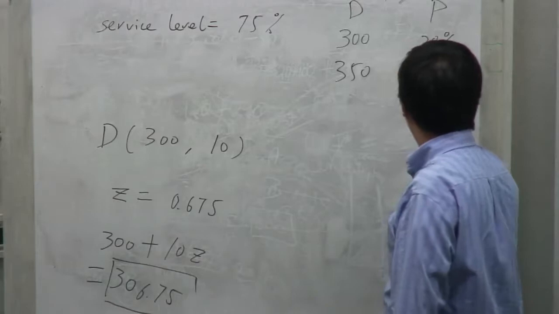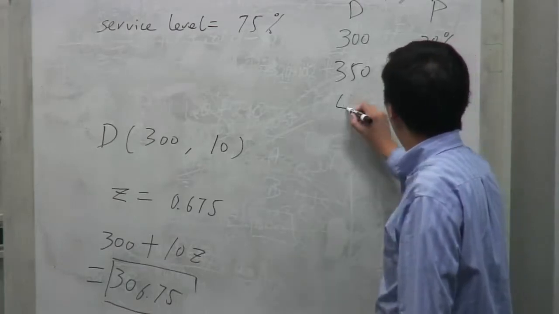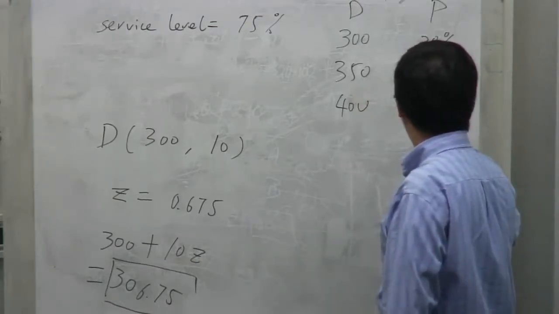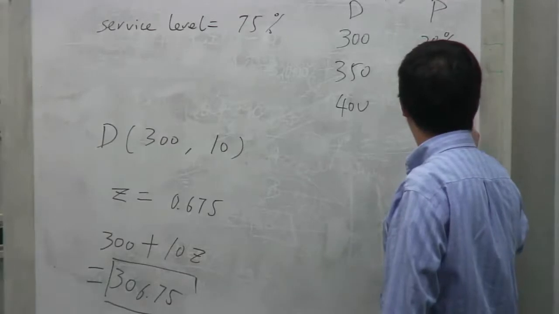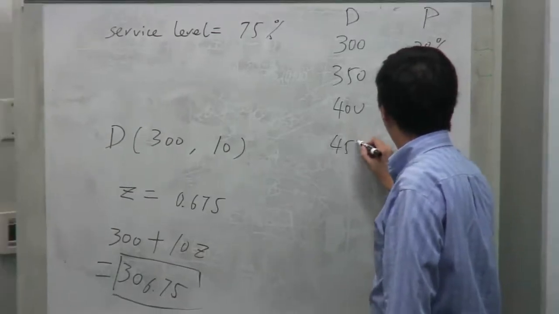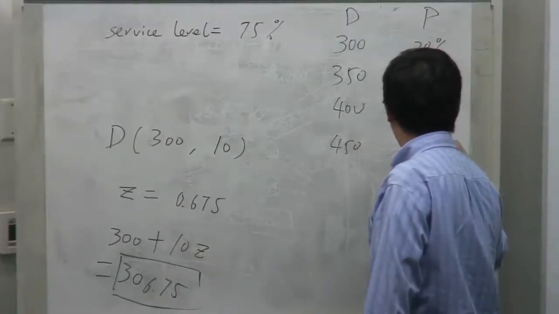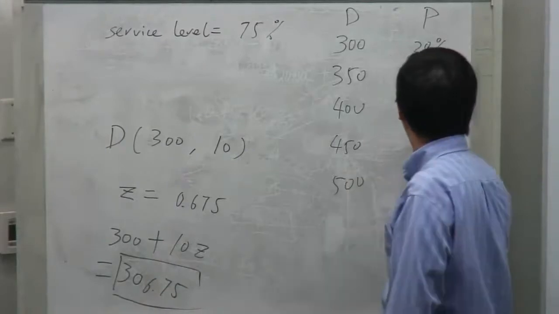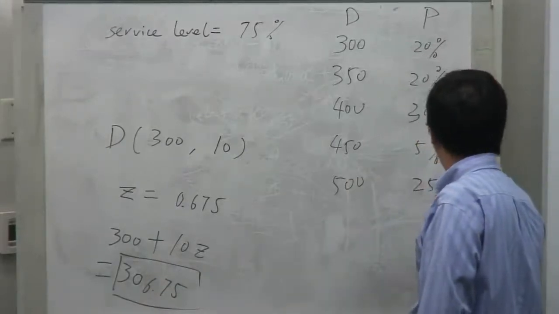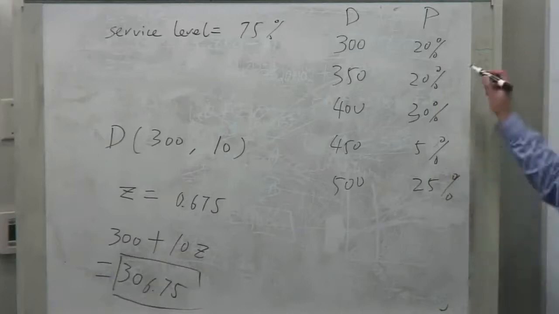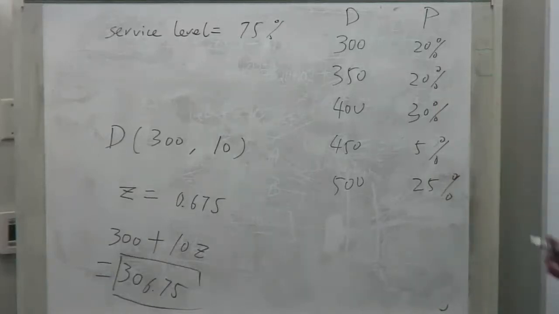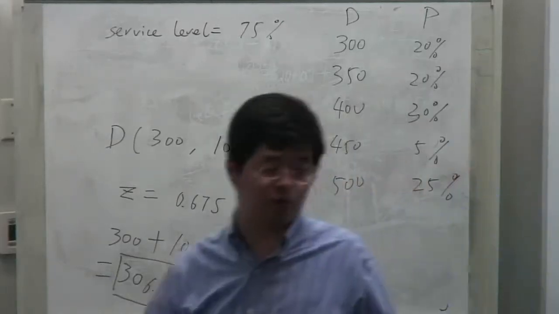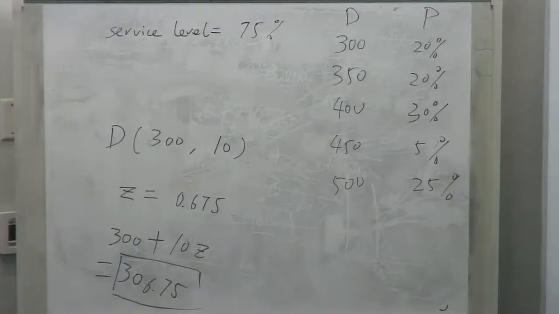350, you have another 20% probability. 400, 20%, let's say 30%. 450, 5%. And then 500, 25%. So you add them together, you can see it's 100%. Let's say this is your demand distribution. It's possible, right? So you have a discrete distribution.